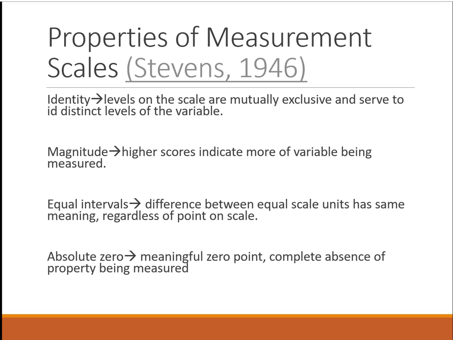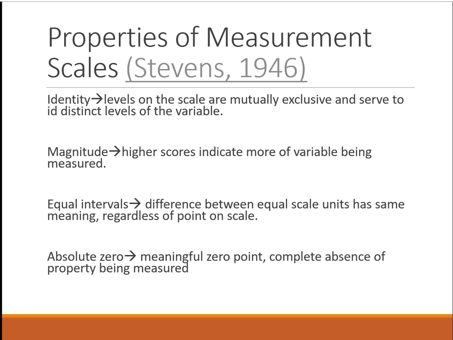The magnitude property basically states that higher scores indicate more of the thing that's being measured, like a greater frequency, a greater quantity of something. Equal intervals occurs when the difference between equal distances on the scale have the same meaning. So the difference between being 5 and 6 years old is the same as the difference between being 7 and 8 years old. So when a scale has the property of equal intervals, equal distances on the measure are basically equal in terms of the underlying property that's being measured.